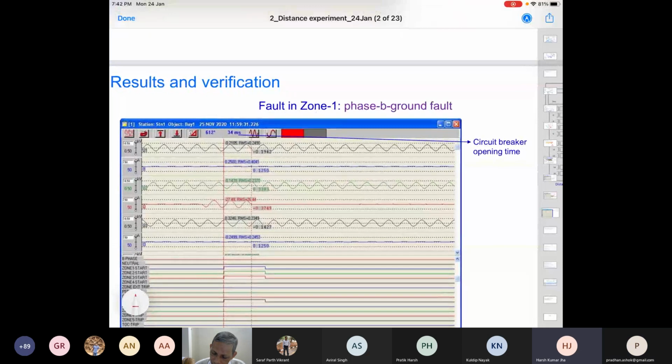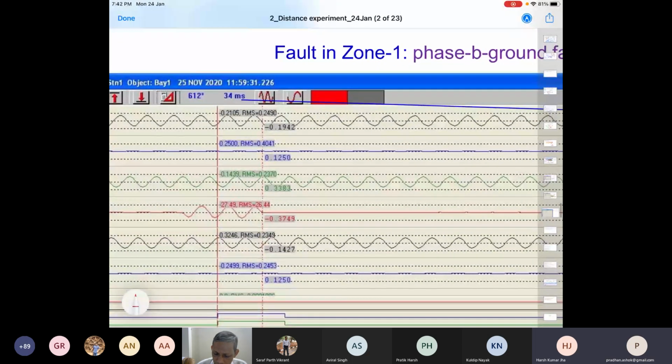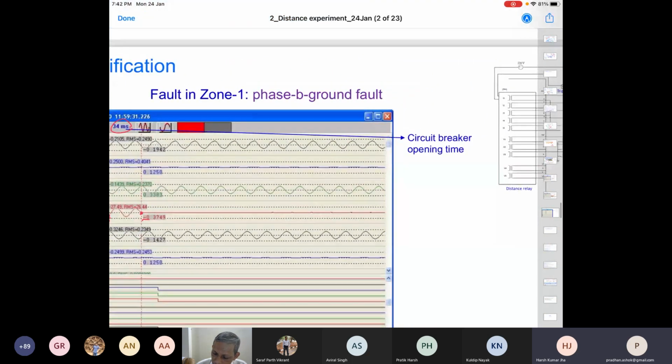So now I'll show the same diagram. From the cursor, this is the relay duration time, from this cursor till the corresponding zero current here. This zero current, relay duration time, this is fault inception time. So this shows 34 millisecond. So this 34 millisecond is nothing but the breaker time.